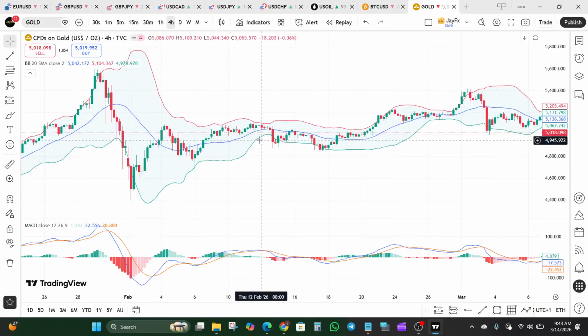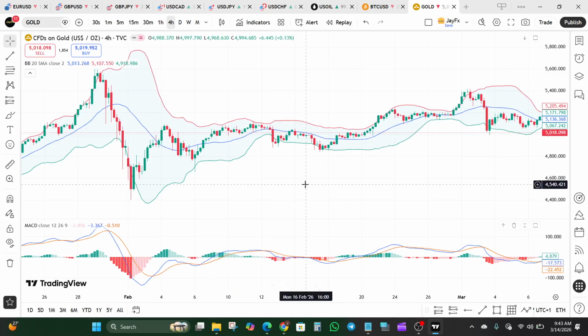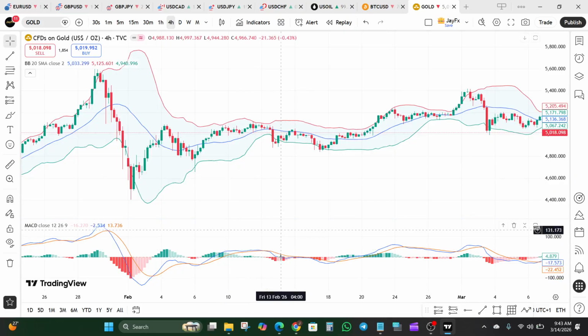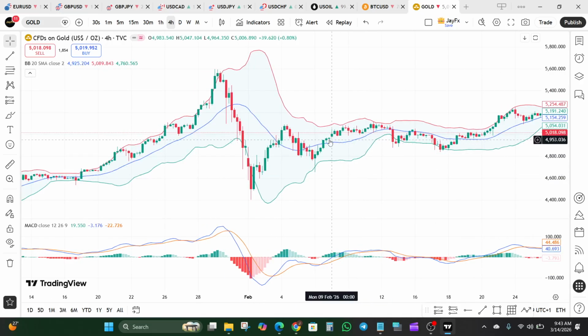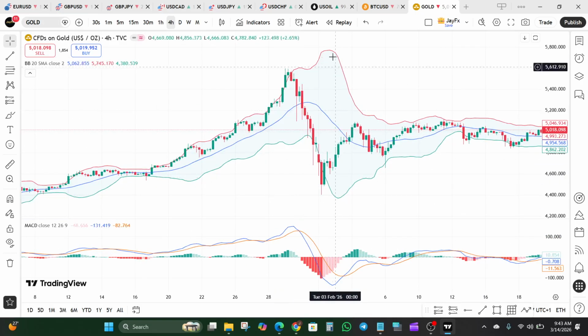Now, Bollinger Bands and the Moving Average Convergence Divergence indicator are two widely used tools in technical analysis, but they focus on different aspects of market behavior, right? So the Bollinger Bands are built around the moving average, with two outer bands. You can see the moving average in the middle and then the two outer bands based on standard deviation. So these bands expand, like you can see what happened here.